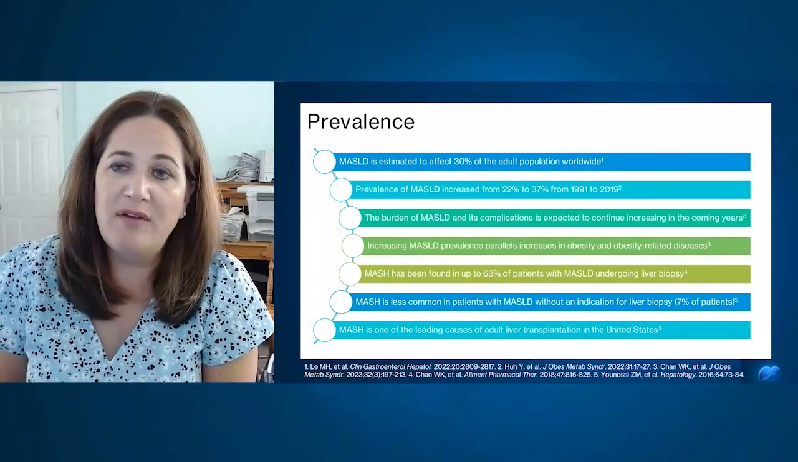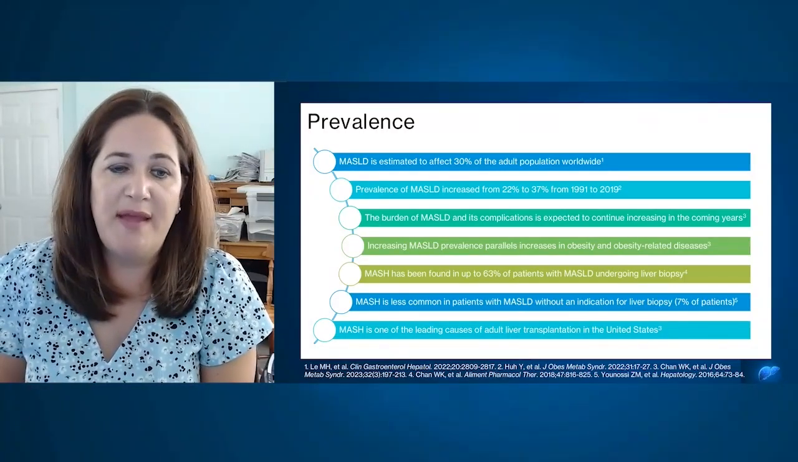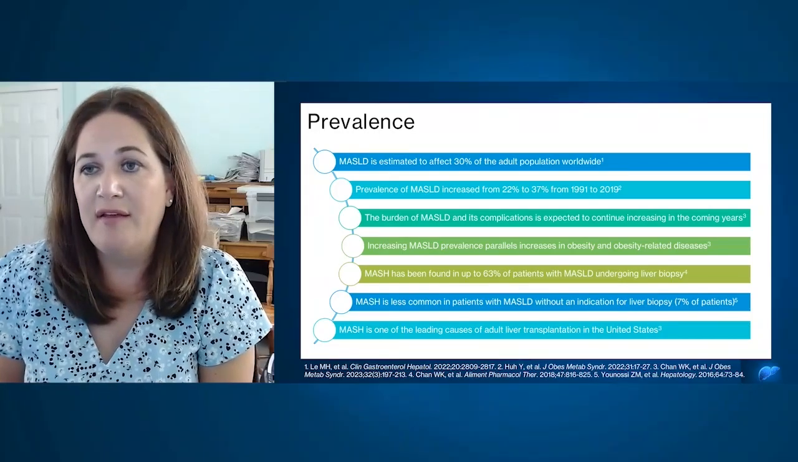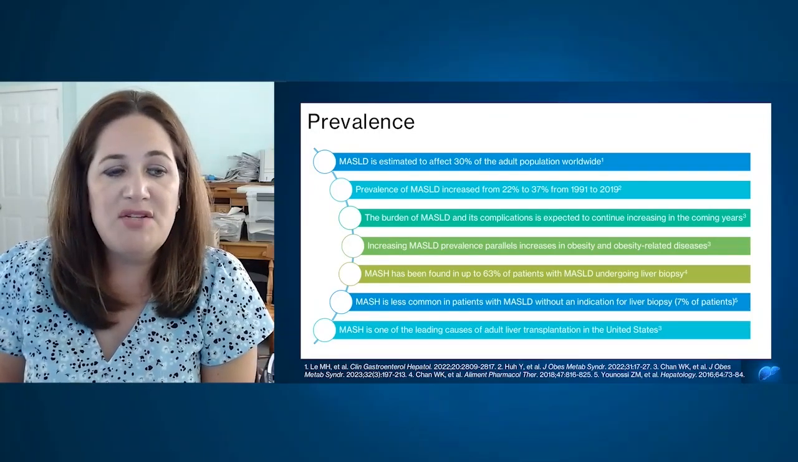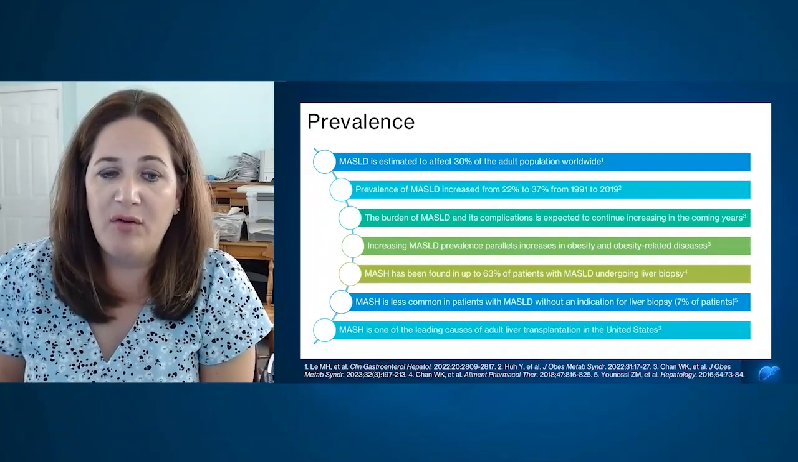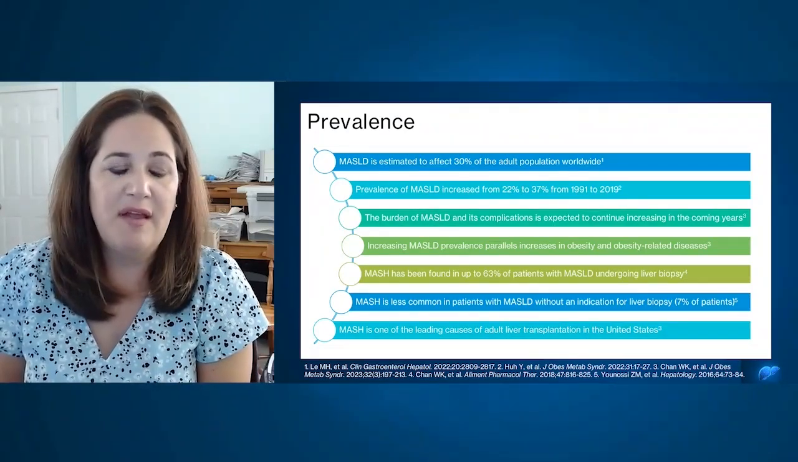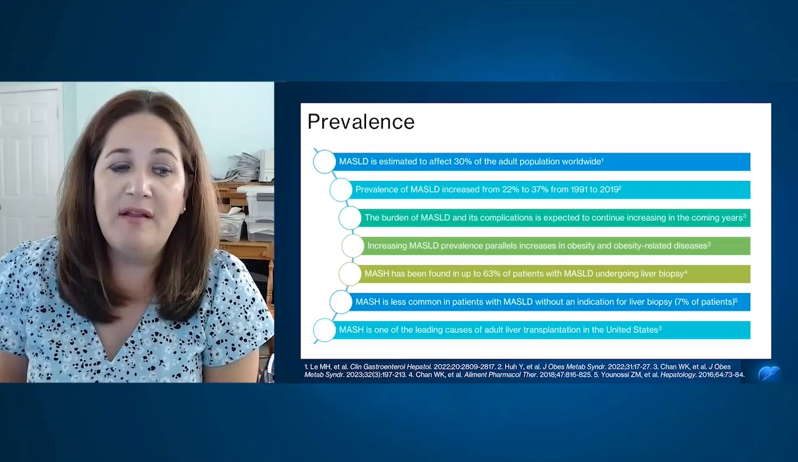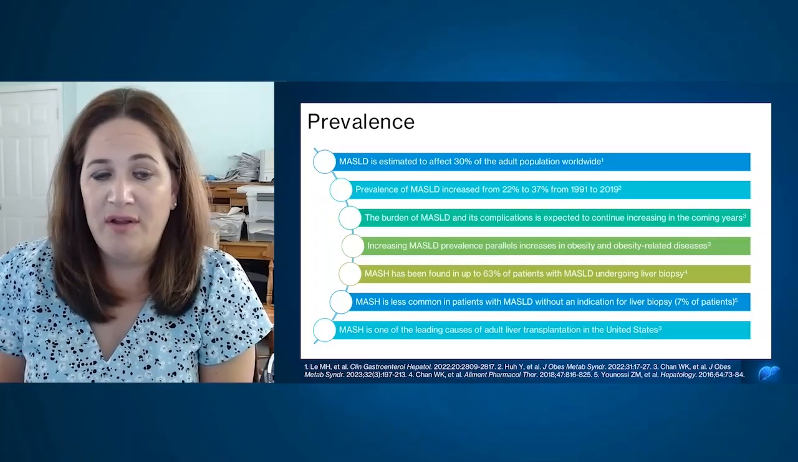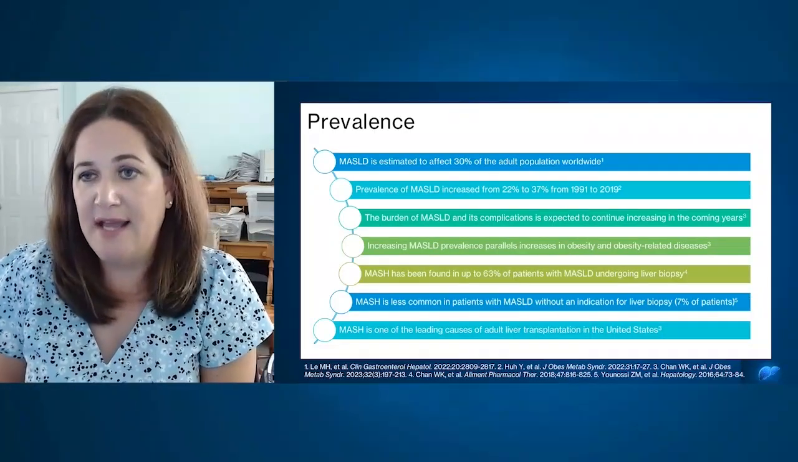MASH has been found in up to 63% of patients with MASLD who have undergone a liver biopsy. MASH is less common in patients with MASLD without an indication for liver biopsy, about 7% of patients. And MASH is one of the leading causes of adult liver transplantation in the United States.